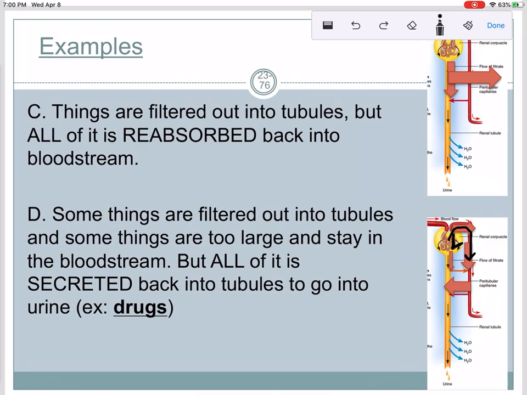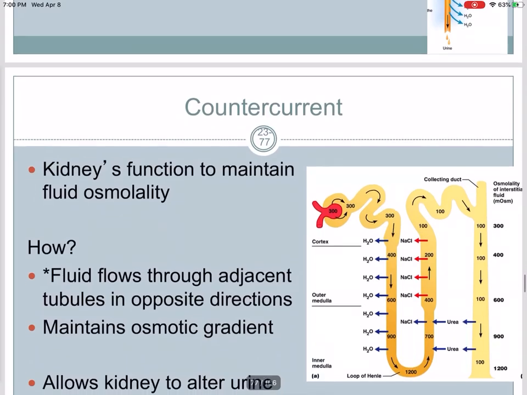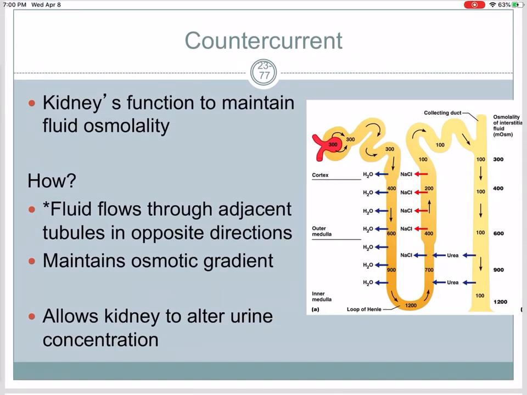But a drug metabolite, we don't want that. So here we have something that's large, but it's actually a waste product. So even though it stayed in the bloodstream, we actually have to secrete it back here. So there's different scenarios. Not going to be on the test, but different scenarios.